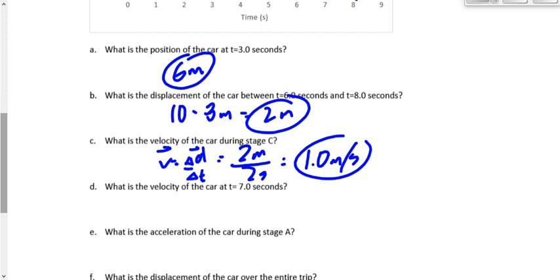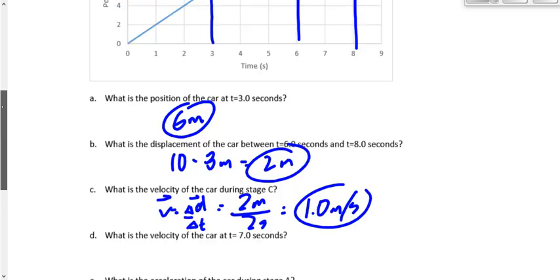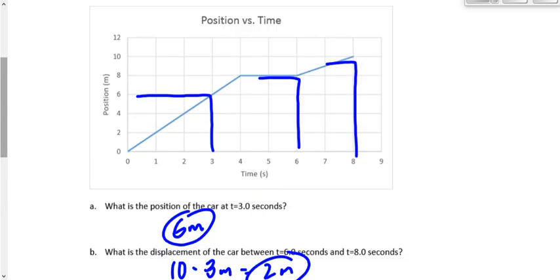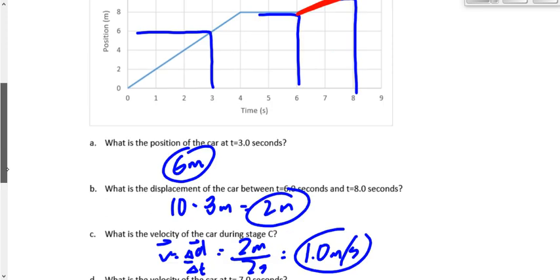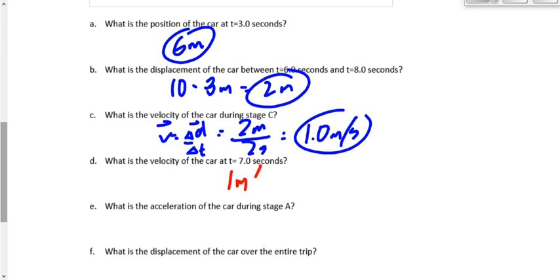And at 7 seconds, we know that's going to be the same number, because it's a constant velocity everywhere between 6 and 8. So if we find the average between 6 and 8 to be 1, then the velocity at that one moment in time, anywhere in between 6 and 8, has got to be 1 meter per second as well. So we're going to say it's 1 meter per second.